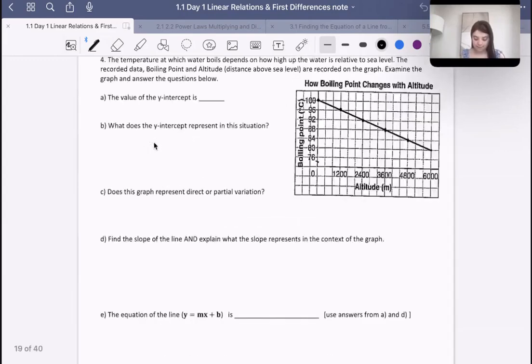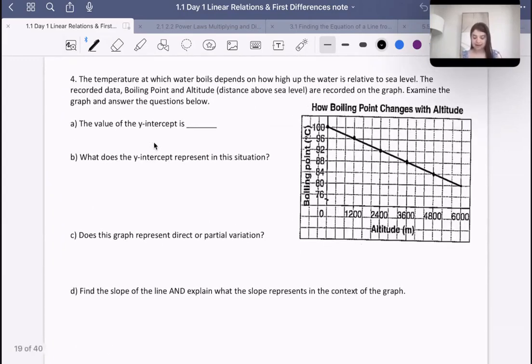Okay, so this one here says the temperature at which water boils depends on how high up the water is relative to the sea level. The recorded data, boiling point and altitude, are recorded on the graph. Examine the graph and answer the questions below. The value of the y-intercept is what?